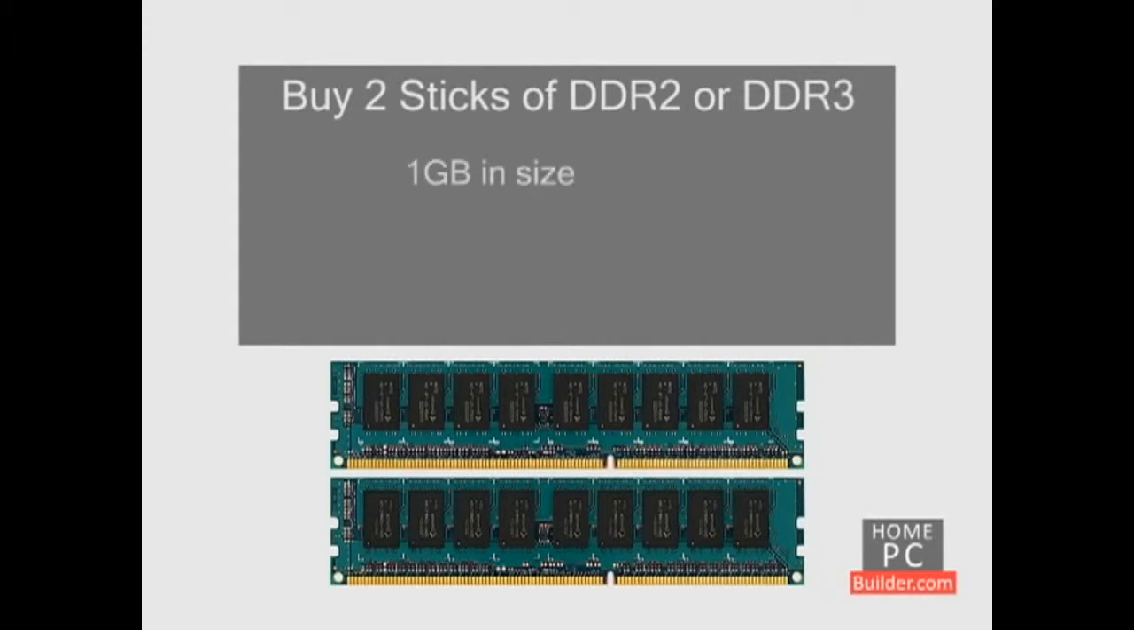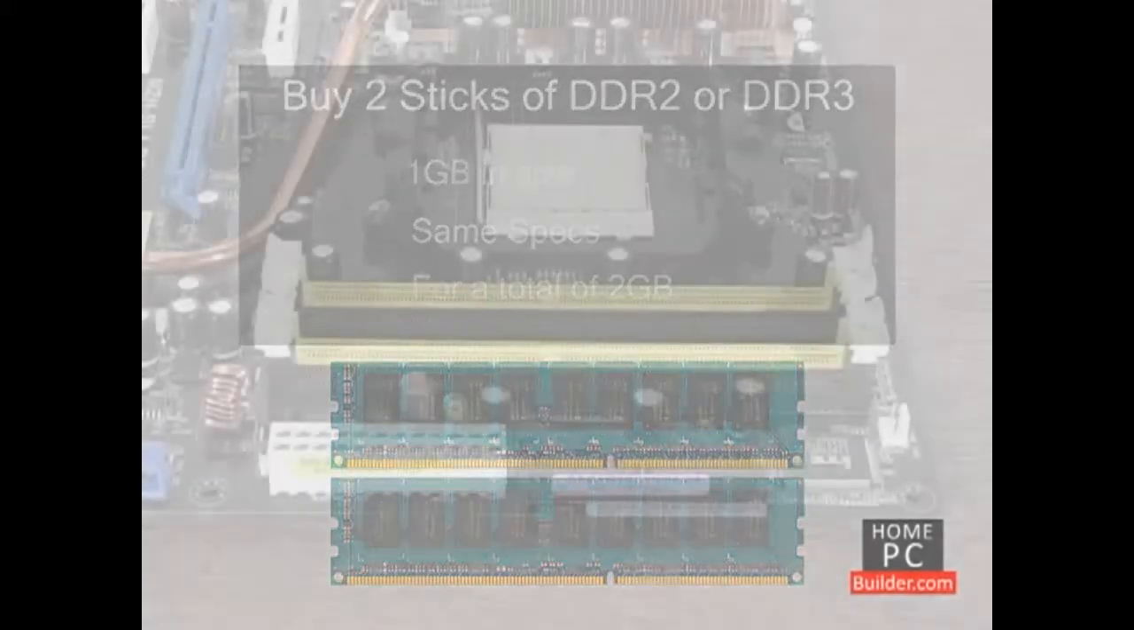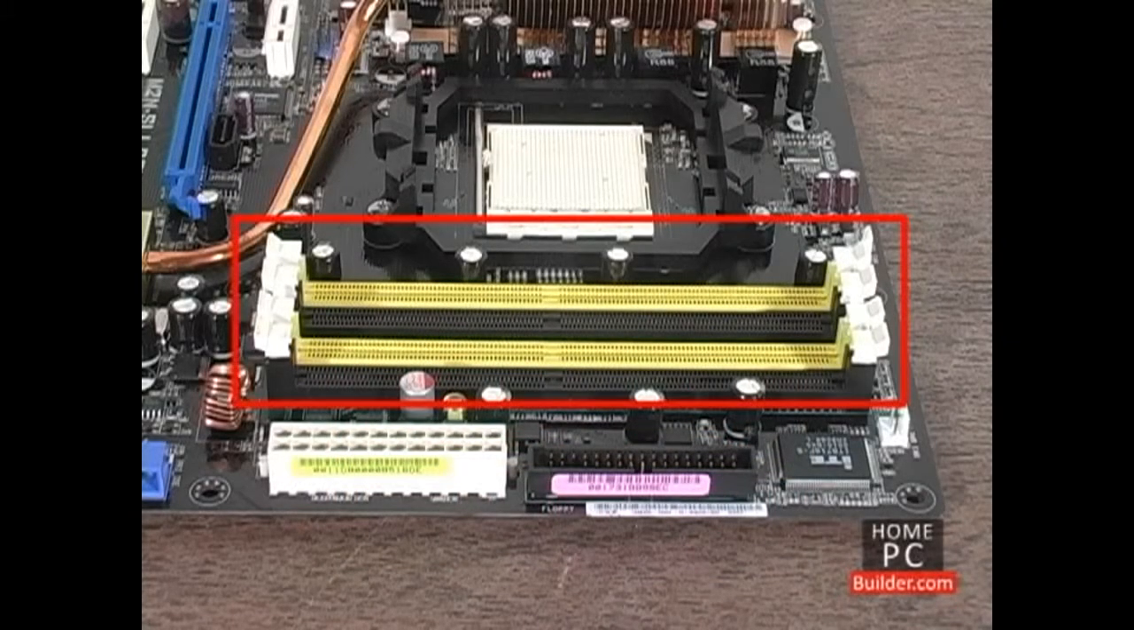When you buy RAM for your new computer, we recommend getting 2 sticks of DDR2 or DDR3 memory, at least 1 GB in size with the same specifications, for a total of 2 GB. Since most motherboards have 4 available slots to add memory, you'll have 2 more slots available for adding memory in the future should you need to.